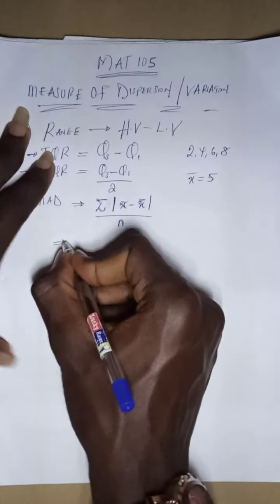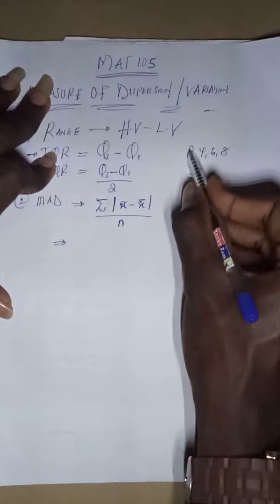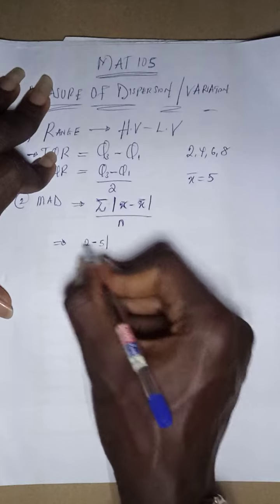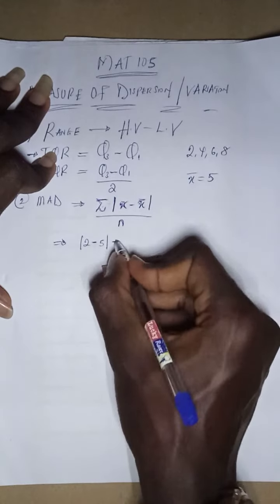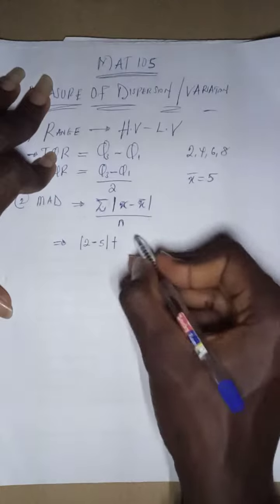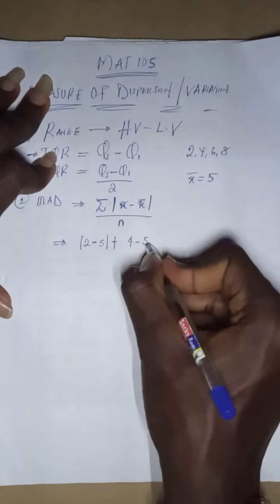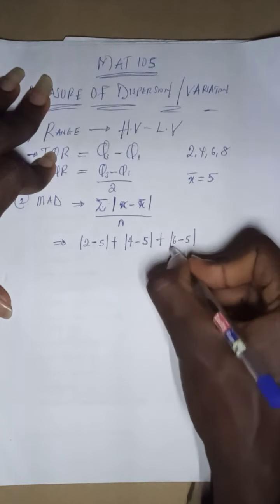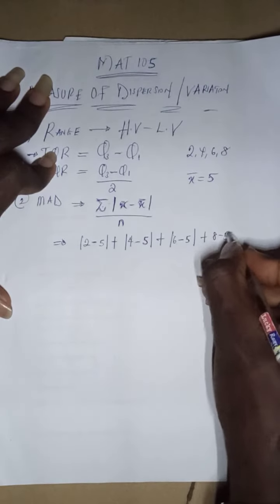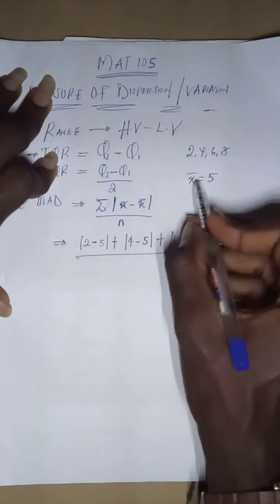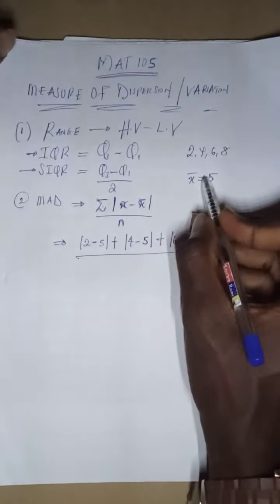Then you come here and take x. This is the first one, 2. 2 minus x bar, which is 5. Take the absolute. Summation means keep on adding. Plus, what's the next data? The next data is 4. 4 minus the mean. Take the absolute again. Pick the next data, 6, minus the same mean given to you. You do it like that until you finish. Then divide by the number of items. What's the number of items given to us? 1, 2, 3, 4. Just 4 of them.